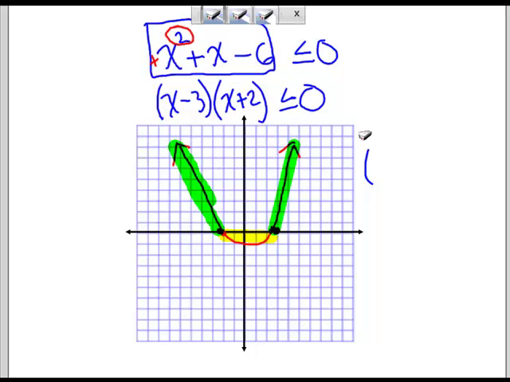So we are going to use closed brackets, and we're going to say this is less than or equal to 0 from negative 2 to 3. That's our answer.